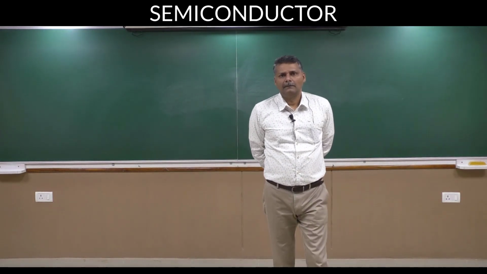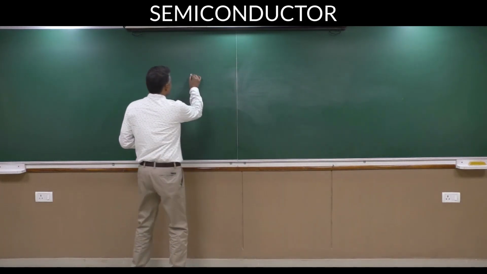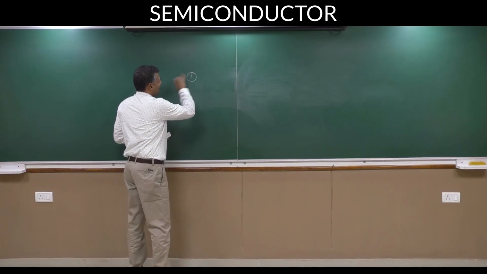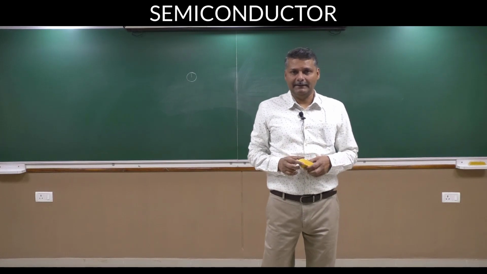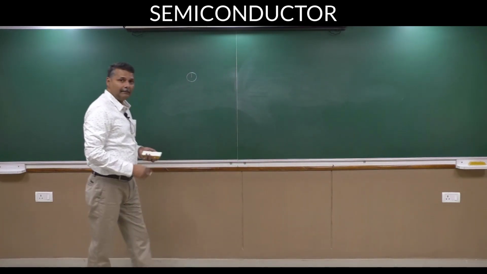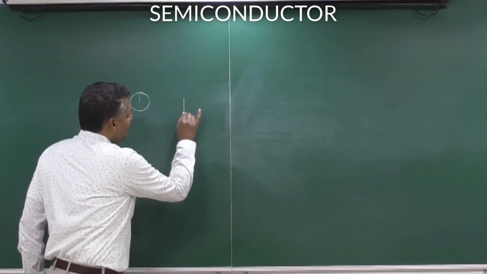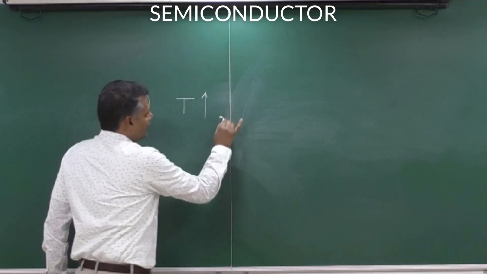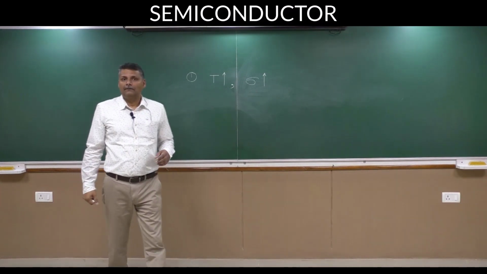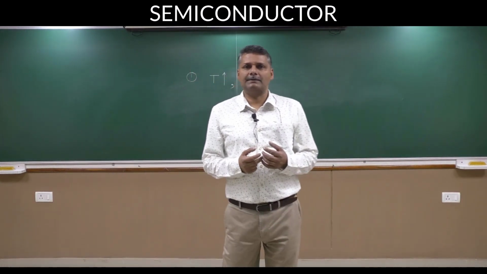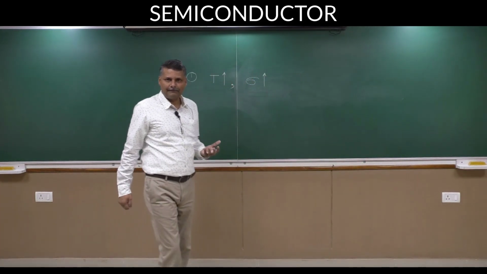Semiconductor has two very important properties. Number one, with increase in temperature, its conductivity increases. So, if you increase temperature, conductivity also increases. Now, what happens in conductor? If you recall, in case of conductor, if you increase temperature, what happens to resistance? Increases. As a result, conductivity decreases.